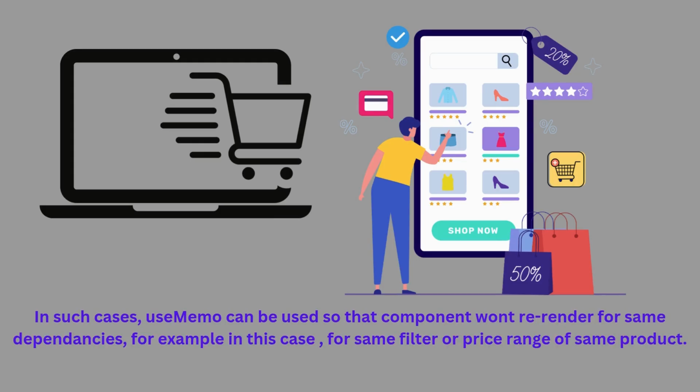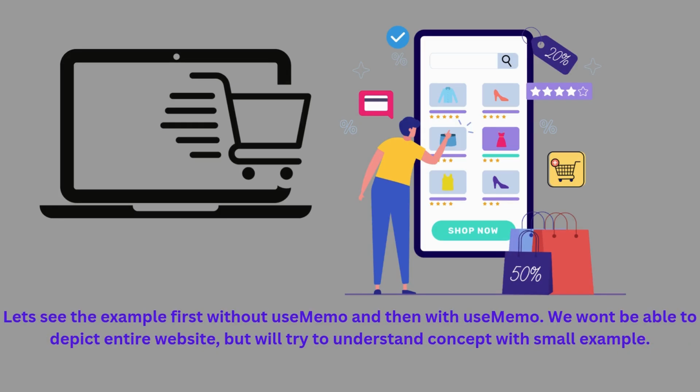In such cases, useMemo can be used so that the calculation won't run again for the same dependencies, for example in this case, for the same filter or price range of the same product. Let's see the example first without useMemo and then with useMemo. We won't be able to depict the entire website, but we'll try to understand the concept with a small example.